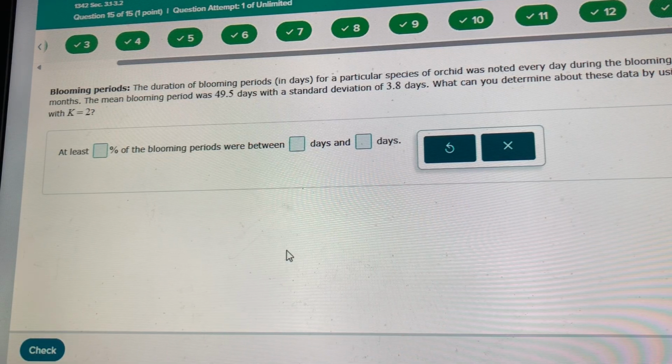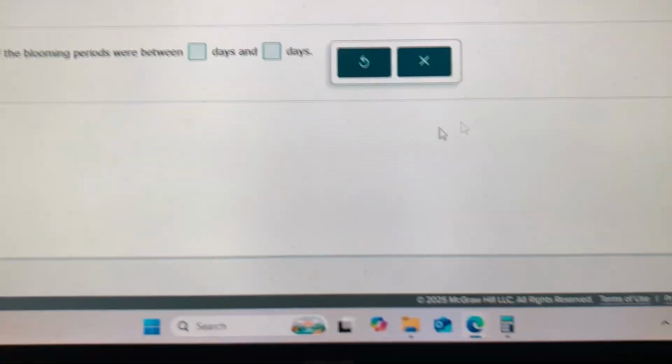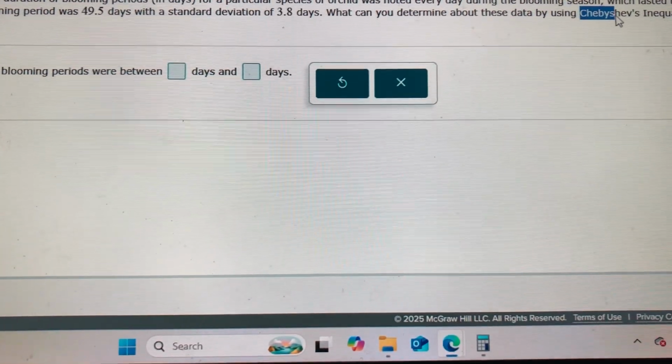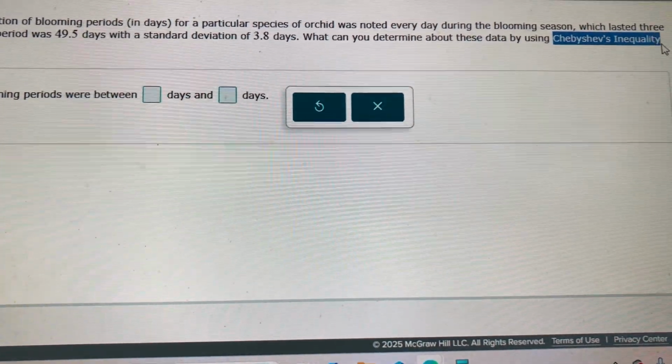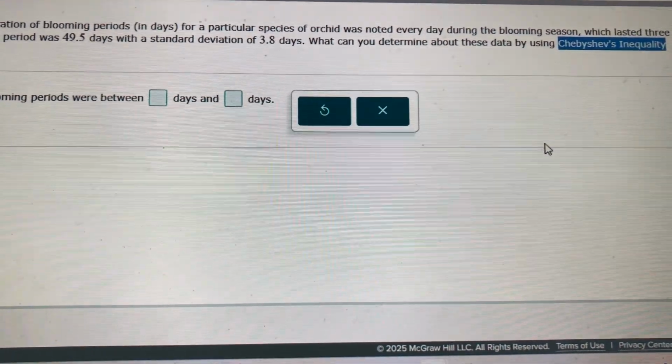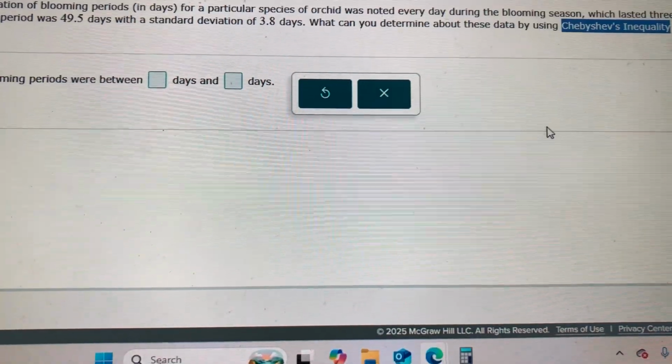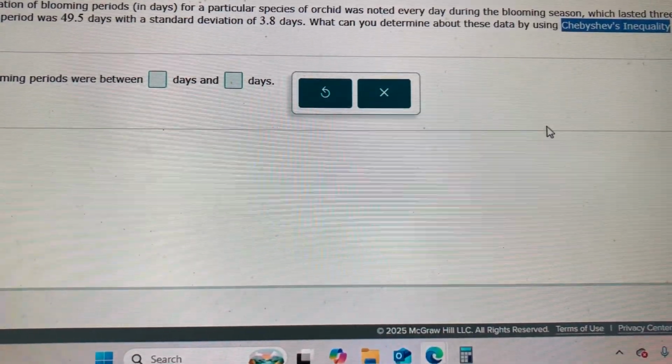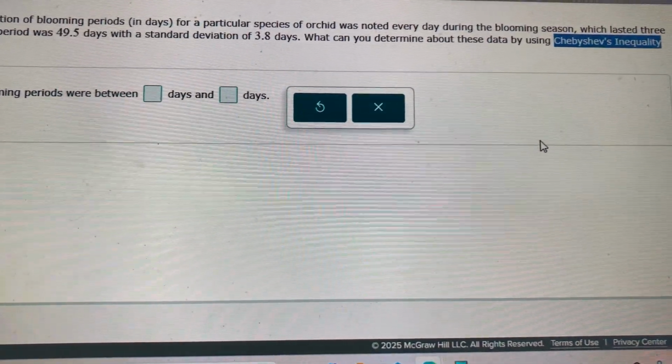Okay, what if you don't have a bell-shaped graph? If they don't tell me it's bell-shaped, I can't assume that it is. Here, the other rule is called Chebyshev's. It was named after a Russian, Chebyshev. So if they say use the empirical rule, or if they say it's bell-shaped, then you use the empirical rule, and you want to use that one because it's more accurate.